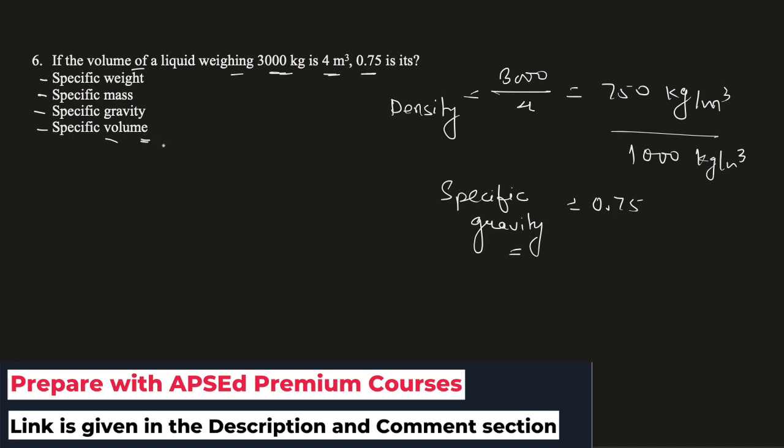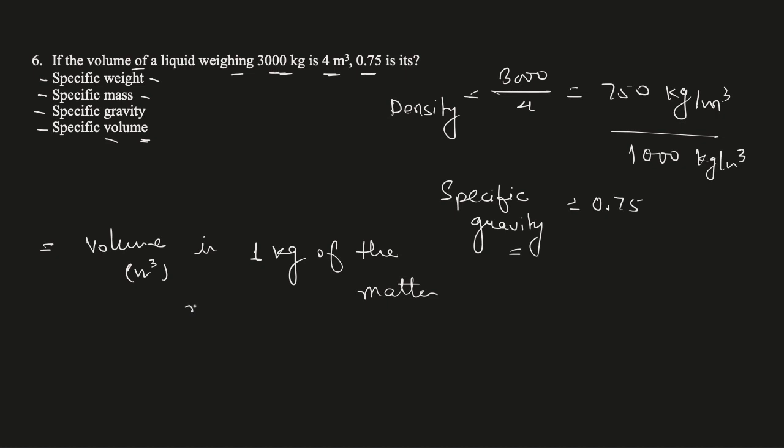What do we mean by specific volume? Answer in comments. And similarly, what is specific weight or specific mass? So if we talk about specific volume, then specific volume means the volume in meter cube that can fit in 1 kg of the matter. So specific volume will have the unit of meter cube per kg. What is the volume of the matter per kg of that matter's mass? That will be the specific volume.